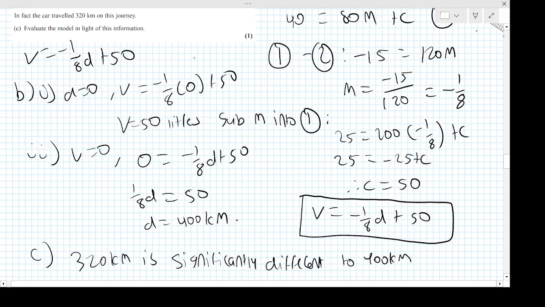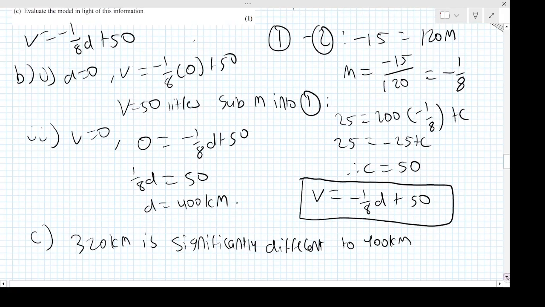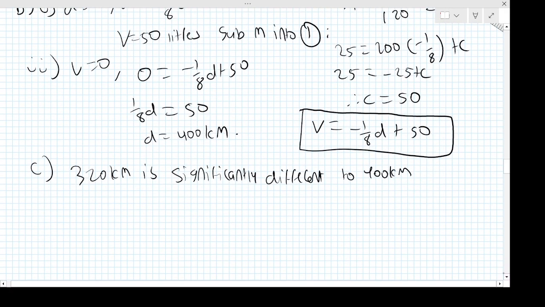Okay, usually you allow for probably up to maybe 5% error in a model. If it's above that, like 20%, it's quite rubbish. It's a bad approximation. So in that respect, it's significantly different to 400 kilometers. So it is an unreliable model. Okay, and there we are. Cool.